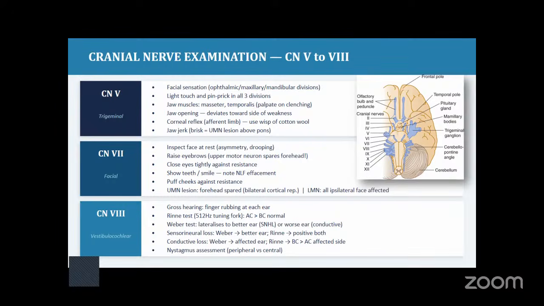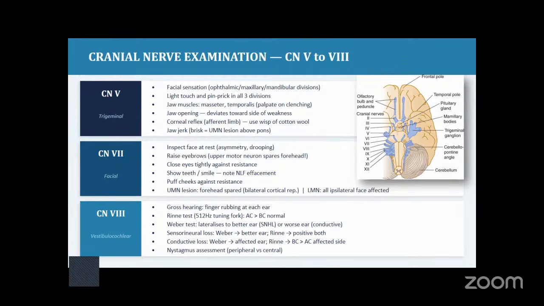So the important thing here is for upper motor neuron lesion, the forehead is spared, while in lower motor neuron lesion, the ipsilateral face is affected. So whether you tell the patient to raise their eyebrows, they will not be able to in lower motor neuron lesion, and they will not be able to wrinkle their forehead.